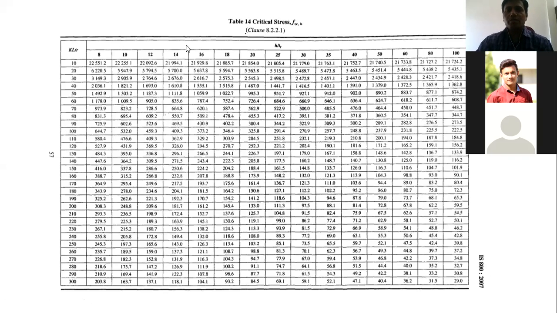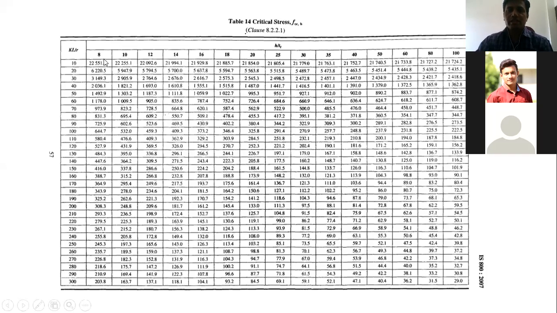Now come to the horizontal portion. This is the ratio you have to calculate, H upon TF. What is H? H is very simple. It is the overall depth of the I section. If I am using ISMB 300, the H value will be 300 mm. What is TF? It's very simple, the thickness of flange. It is not the thickness of web. It is the thickness of flange. So you just have to calculate the ratio of H upon TF.